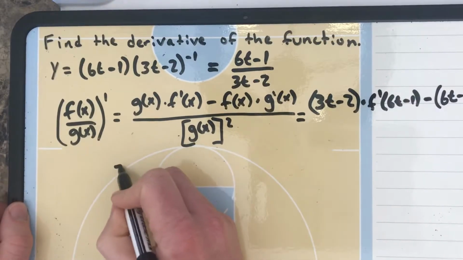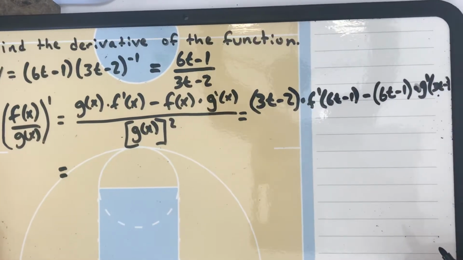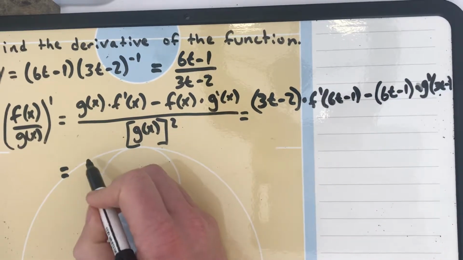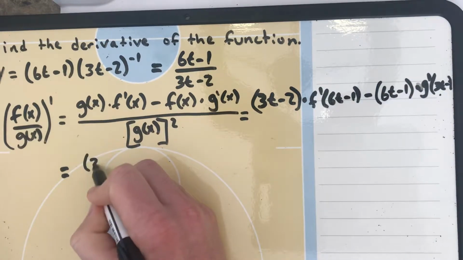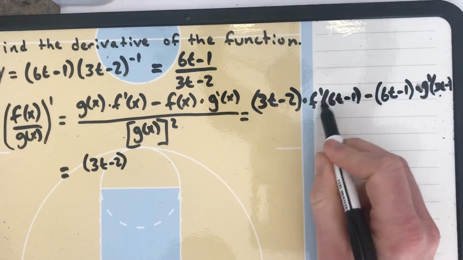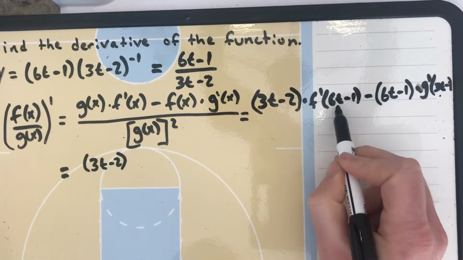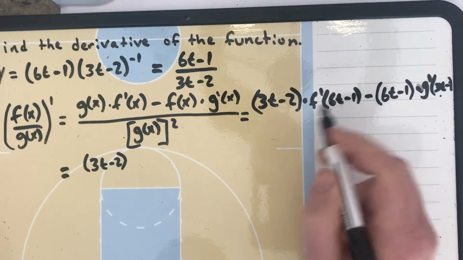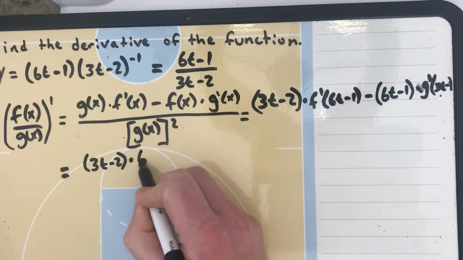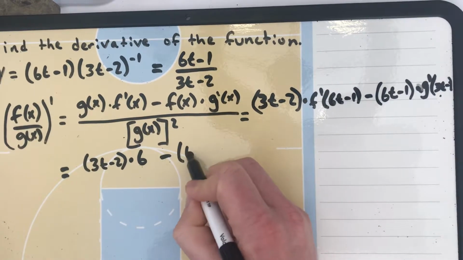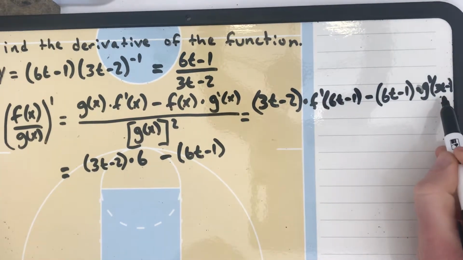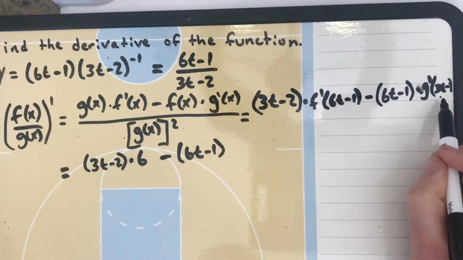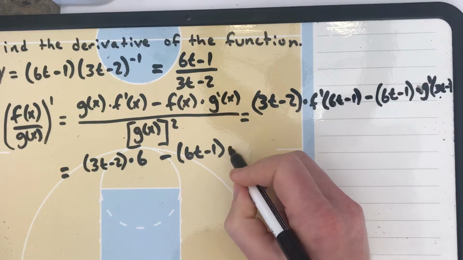So let's then write this out. If we see that whole function there, we'll get 3t minus 2. I'm going to write that again right here, so 3t minus 2. And then I'm going to take the derivative of 6t minus 1. Well, the derivative of 6t minus 1 is just 6 because the derivative of t is 1, the derivative of negative 1 is 0. So I get times 6, minus, we've got 6t minus 1. And then this is the derivative of 3t minus 2. I know that you can't really see that, but the derivative of 3t minus 2 is just going to be 3. So we have times 3.